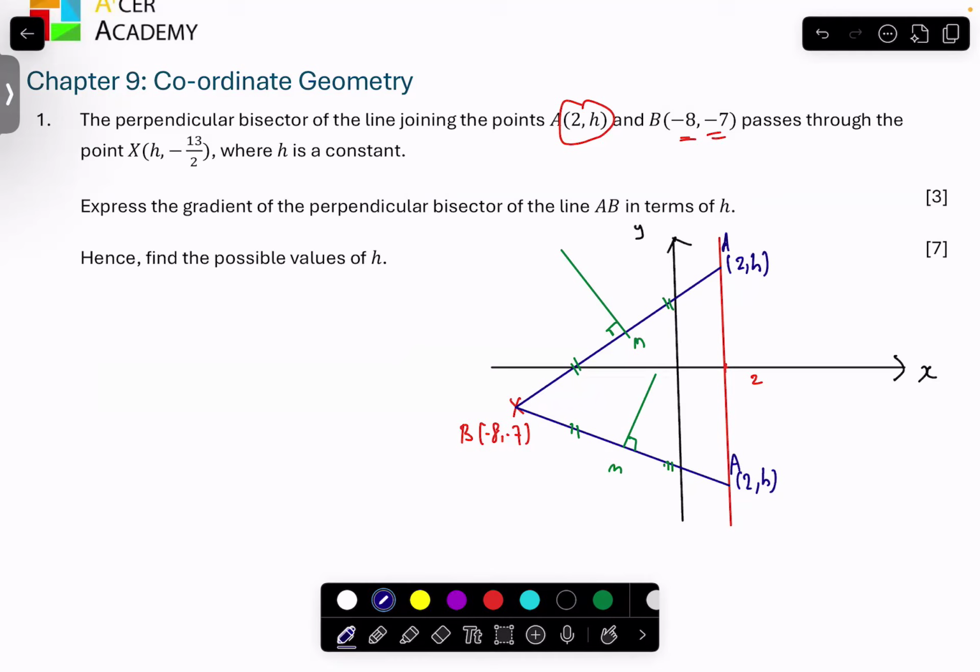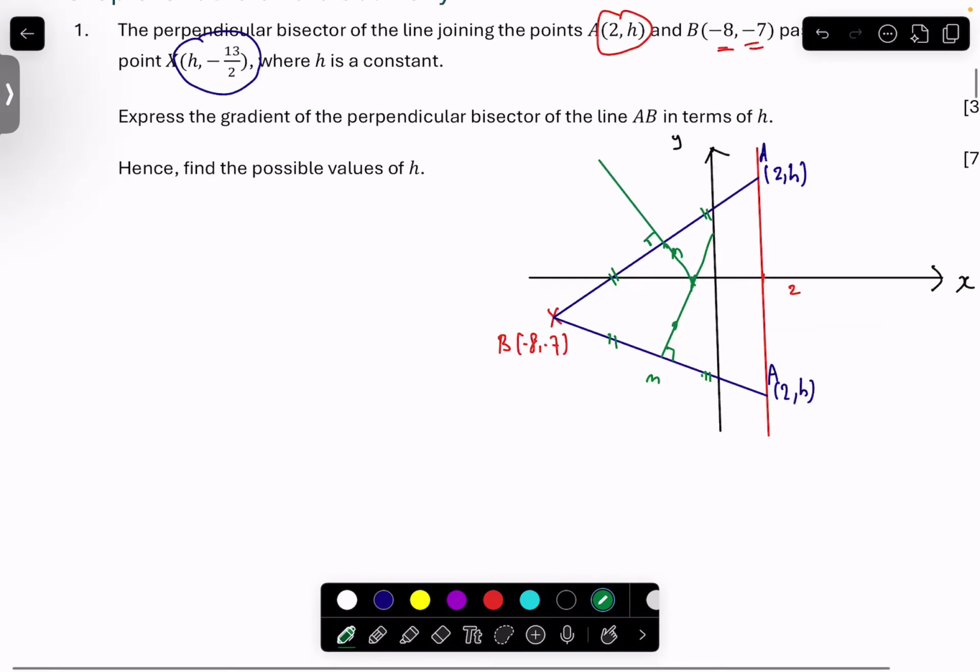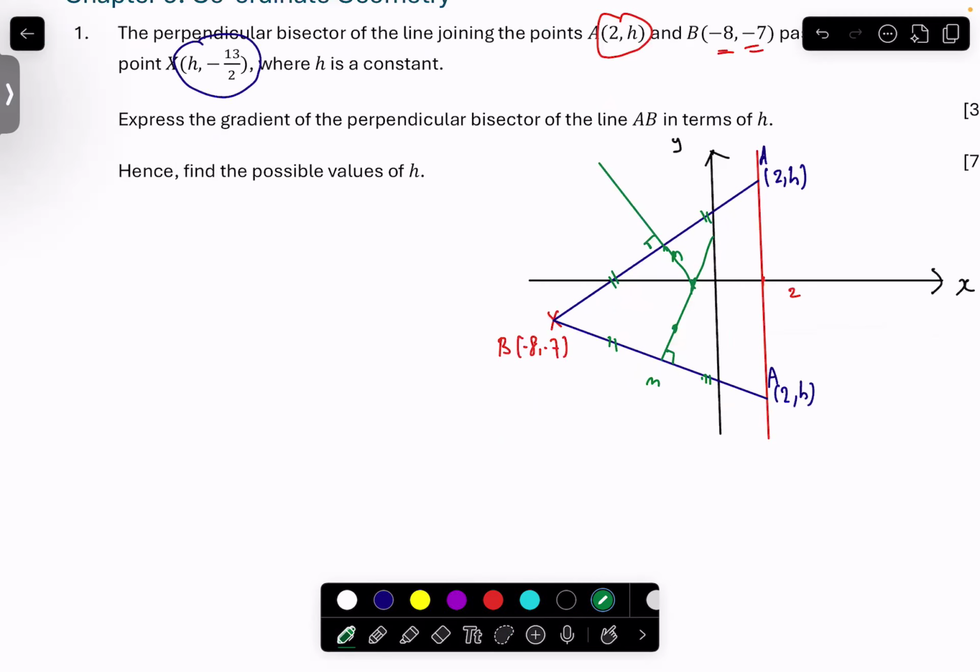But it must also pass through (h, -13/2). So that point is probably somewhere over here. Negative 6.5 is probably somewhere over here. I don't know exactly, but this is the rough idea of the question.